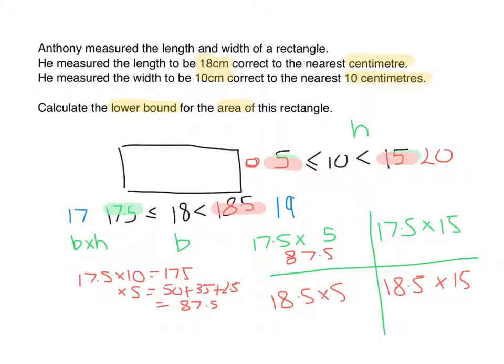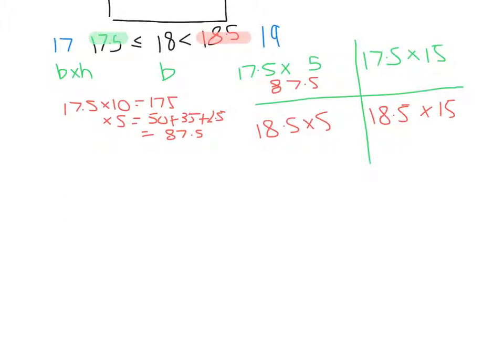If I just scroll everything up a bit, so I've got some more room to work out. The next one is 17.5 times 15. I already know 17.5 times 10 and 17.5 times 5, so I just need to add the 175 to the 87.5 I found earlier, which is 262.5.